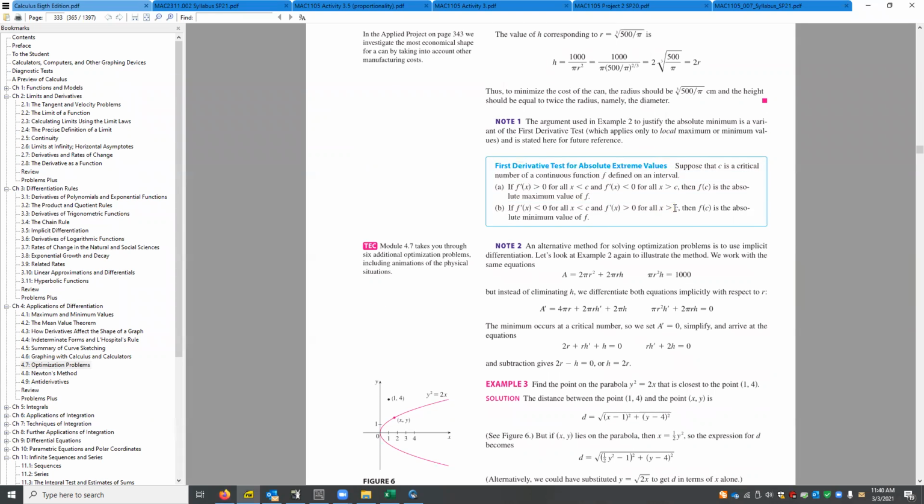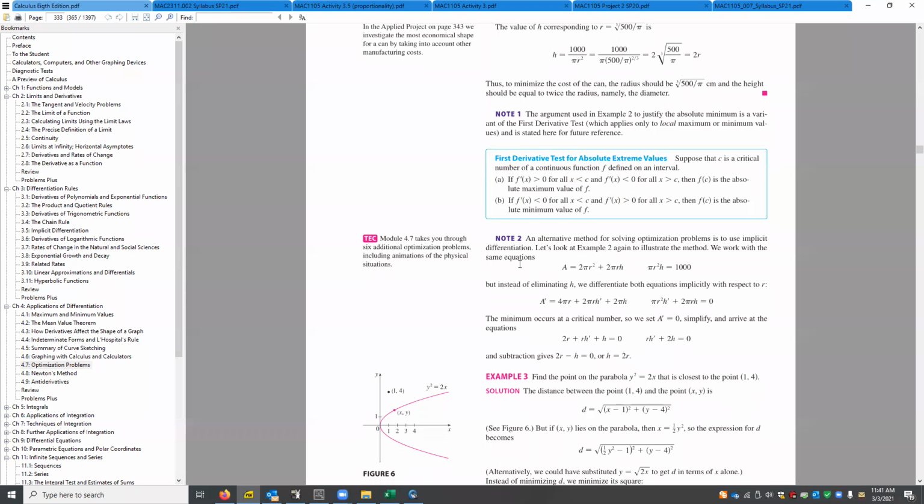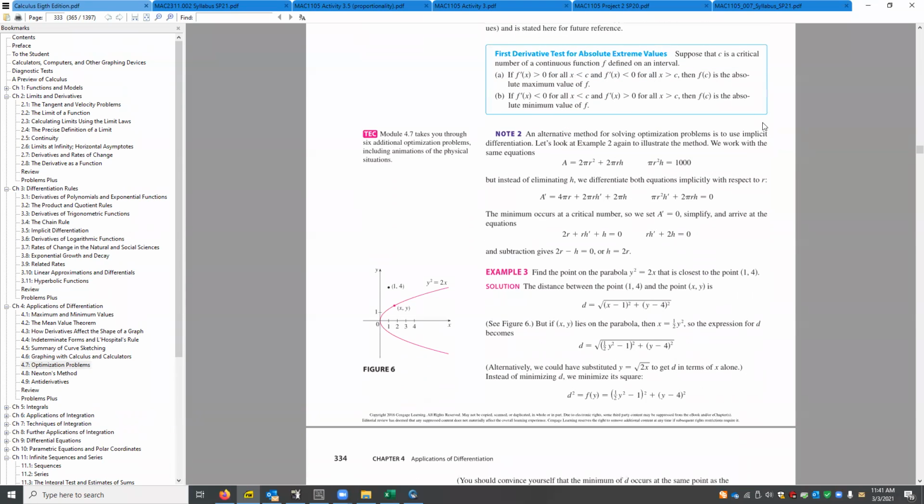Here's the theorem that I stated, right? If f prime is positive everywhere to the left of C and negative everywhere to the right of C, then you've got an absolute max there. If f prime is negative everywhere to the left of C and positive everywhere to the right of C, then you've got an absolute min there. It is possible to escape here using implicit differentiation. I really don't suggest that.